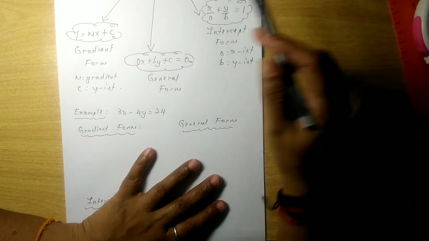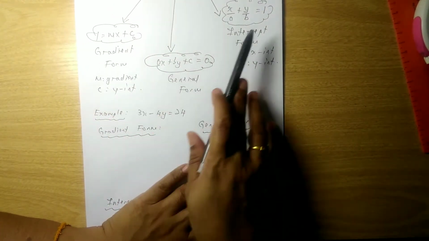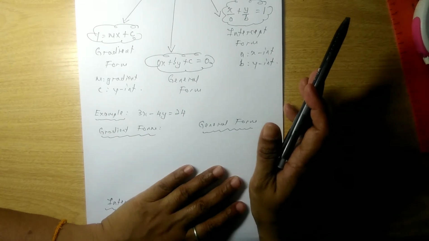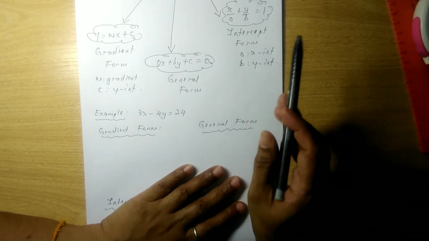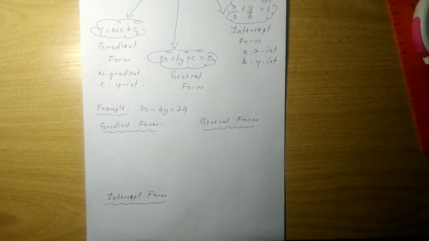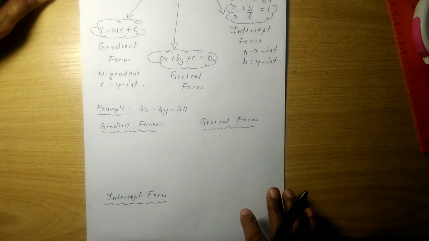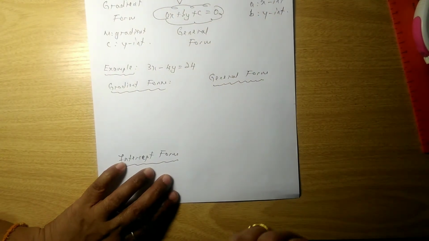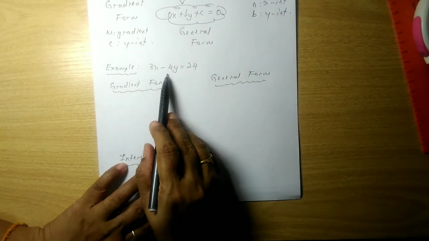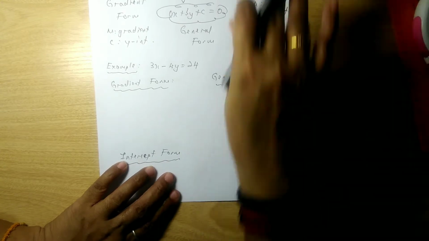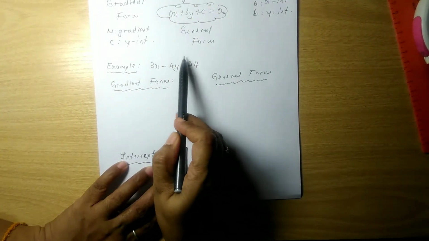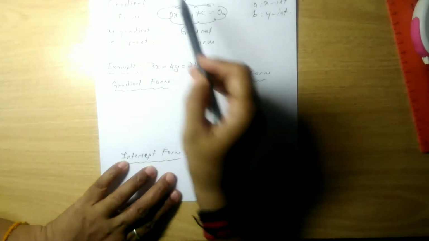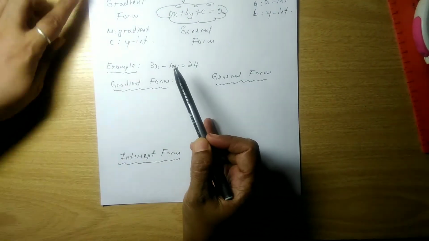Now all these forms can represent straight lines on a Cartesian plane, so we can interchange one form to the other. I'll just show you one small simple example. Let's say you're given 3x minus 4y equals 24. If you notice, this one does not fit any of the forms here. Let's say I want to convert this to the gradient form.